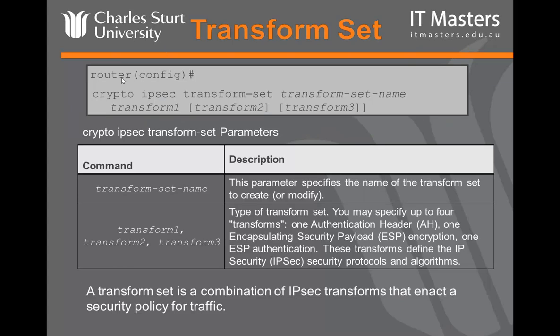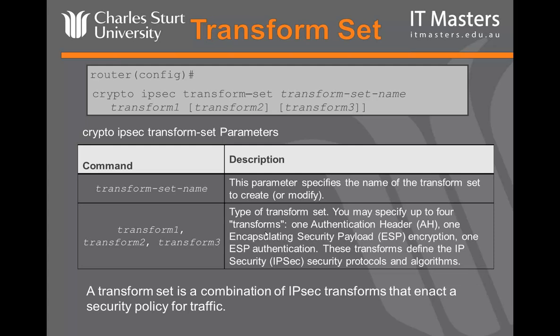Then we have to create a transform set. The transform set is basically a set of parameters that we're going to use for phase 2, or IPsec. The way we do that is: crypto ipsec transform-set name, transform 1, transform 2, transform 3. We'll see what this means in a minute. The transform set name just specifies the name for that IPsec set that you want to use.